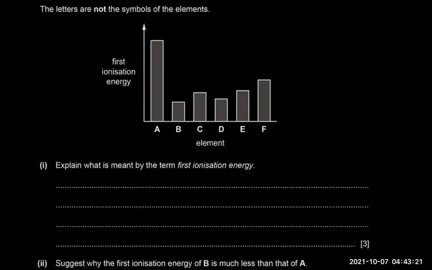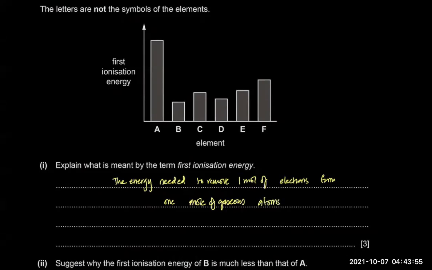So the ionization energy is the energy needed. It's always endothermic, right? To remove one mole of electrons from one mole of gaseous atoms. And obviously, to form one plus gaseous ions. I'll write that in parentheses. So really the key points over here are energy needed, one mole of electrons from one mole of gaseous atoms.